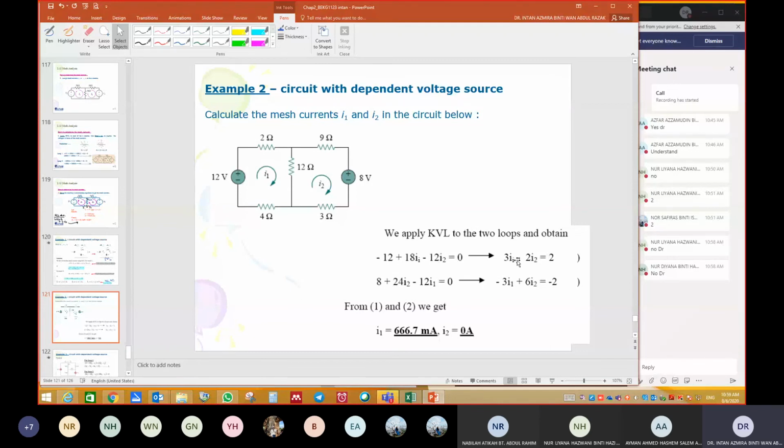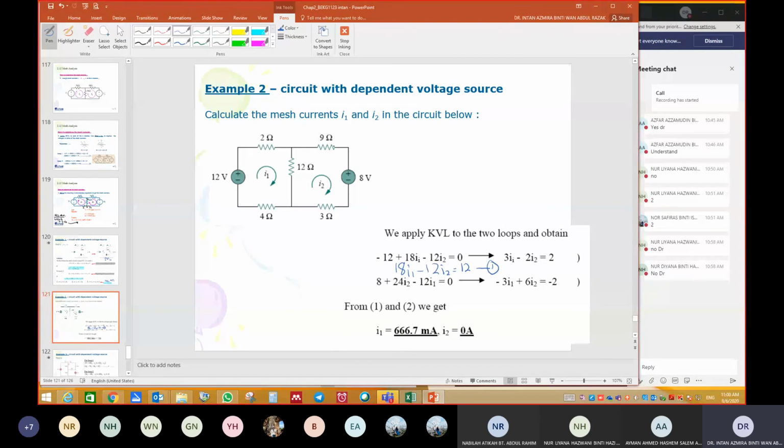And then no need to simplify like this. Just leave your equation as 18 I1 minus 12 I2 equal to 12. Okay, this is your first equation.